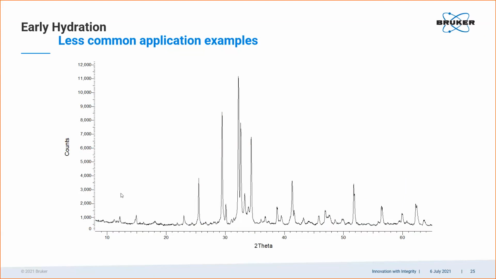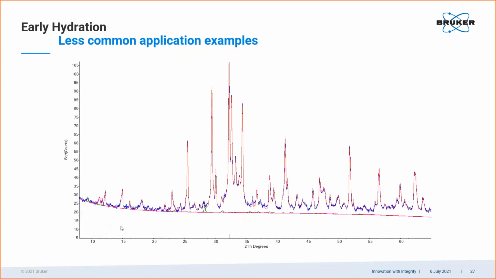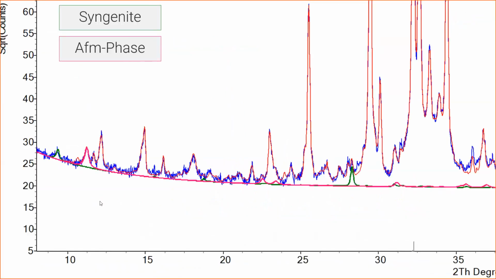And I would like to draw your attention again to the lower part of the scan, looking at the range from 8 to about 12 degrees. What we see here is, maybe if you watched the presentation carefully, you will recognize syngenite, but here's something else, another peak. So here on the left side, this is syngenite, and this is a calcium aluminate hydrate phase, the so-called AFm group.